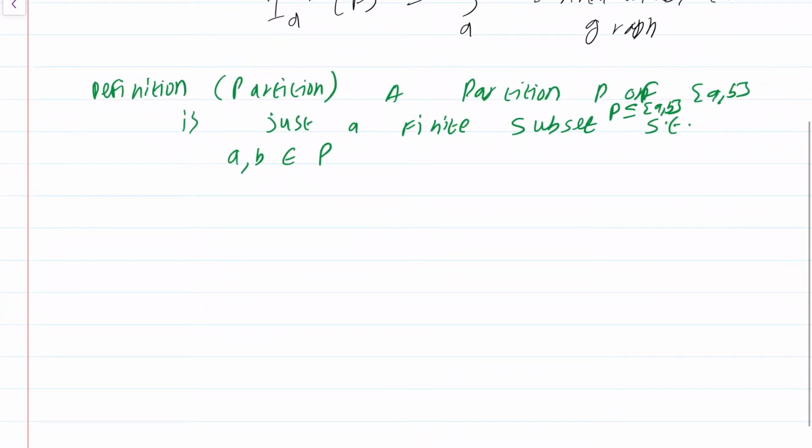Typically, we list out the points of P in this way. We list out a first and call it x0, and the final element xn is going to be b. So we usually list the elements of a partition in increasing order, and this will make the notation of what is to come really transparent and straightforward.